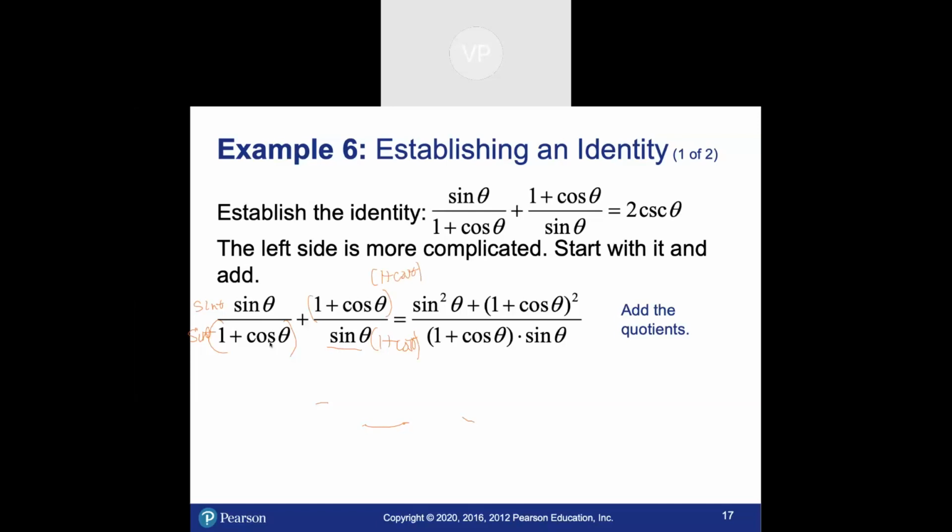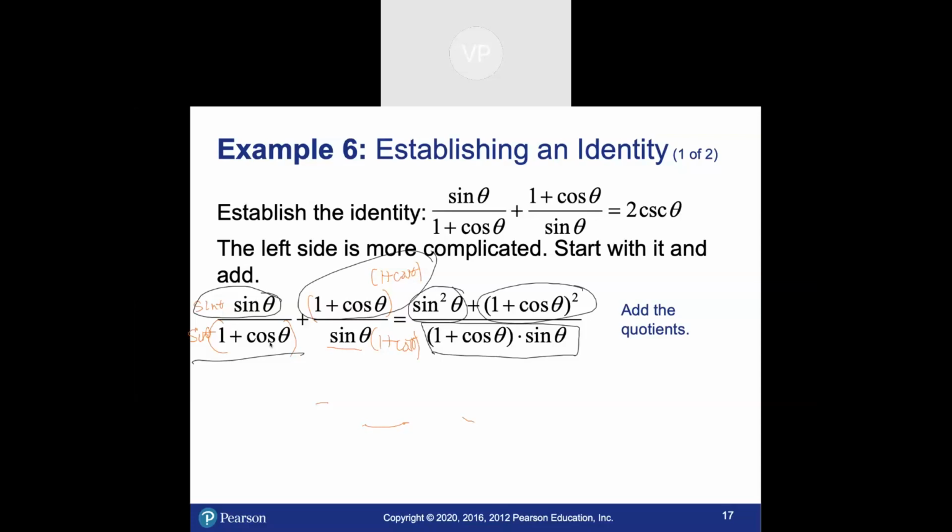And then now you can get a common denominator. This is your common denominator right here. I took the sine times sine to get the sine squared. I took the 1 plus cosine and the 1 plus cosine to get a 1 plus cosine, parentheses, squared.